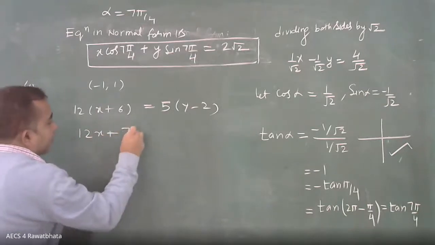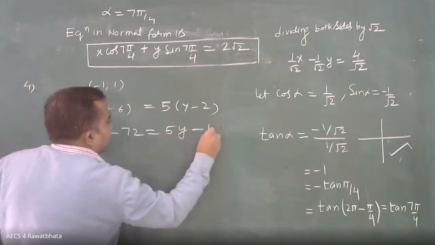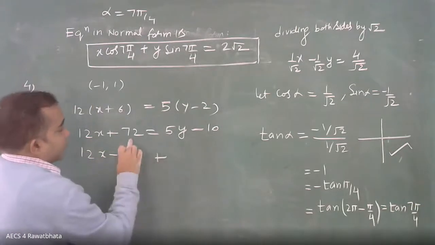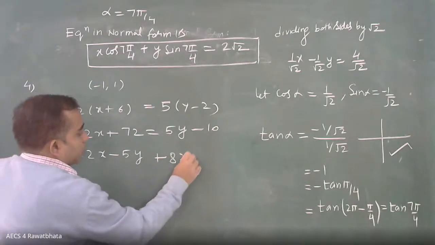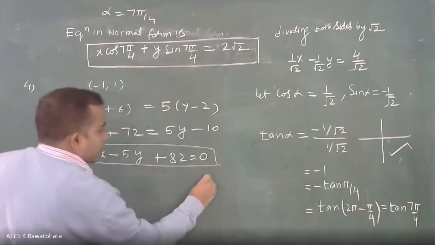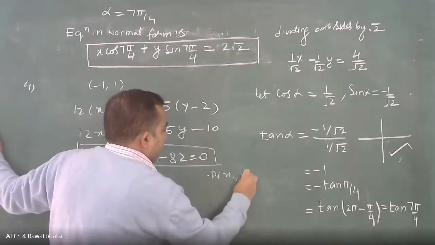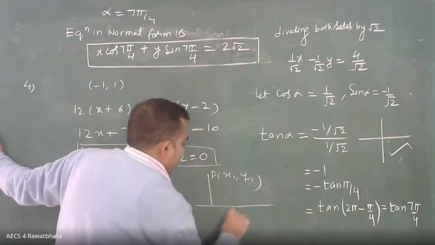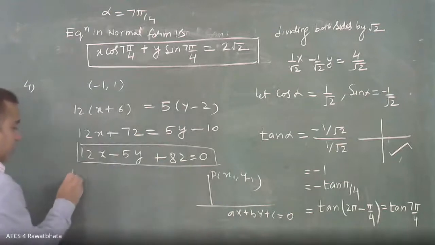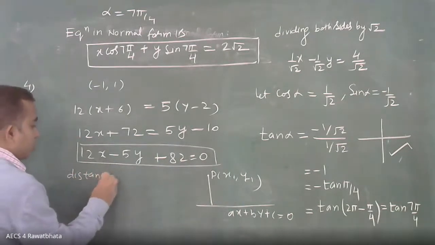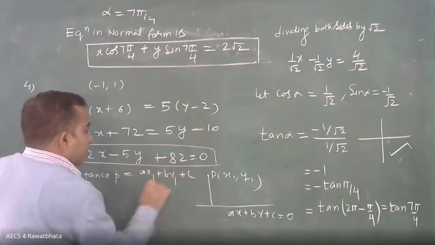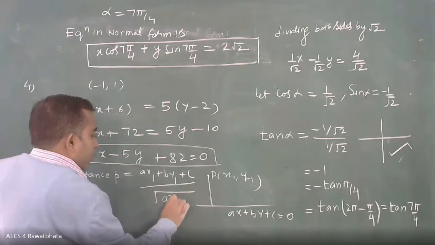12x plus 72 equal to 5y minus 10. 12x minus 5y plus 72 plus 10, which becomes 82, equal to 0. This is the equation of the line. Now, there is a formula for finding the distance of the point P(x1, y1) from the line ax plus by plus c equal to 0. So the distance is equal to |ax1 plus by1 plus c| whole upon root of a square plus b square.